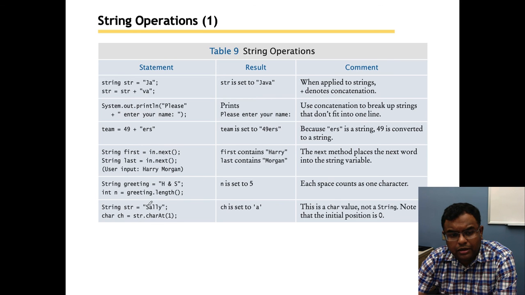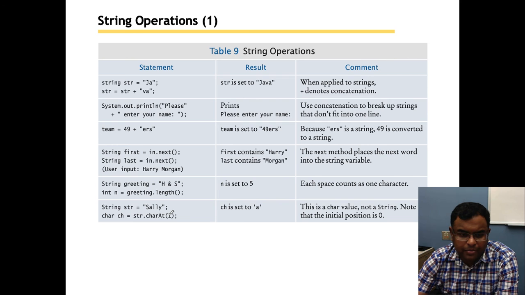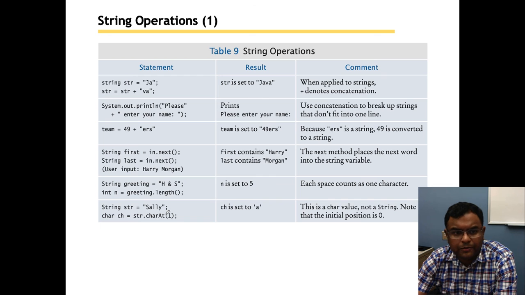If you have a string, let's say Sally, and you use the charAt function, then it will return the character that is at that particular index. Now if you put an index 9 for this Sally, then you will get an index out of bounds exception, because 9 is not covered by this string. The length of the string is 1, 2, 3, 4, 5, so there will be that exception.